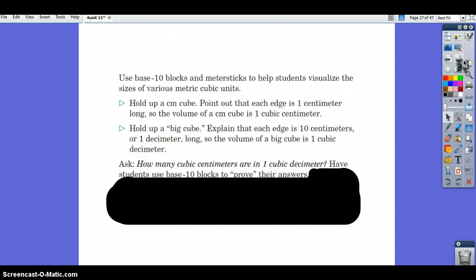Use your base 10 blocks to prove your answer. Pause the video now until you figure it out, and then restart it to look at the answer.